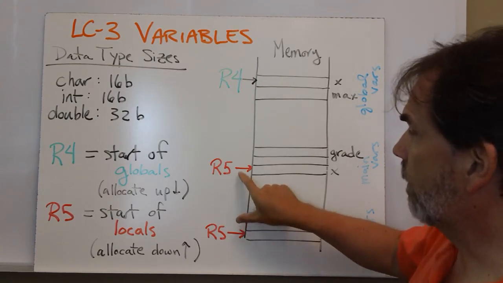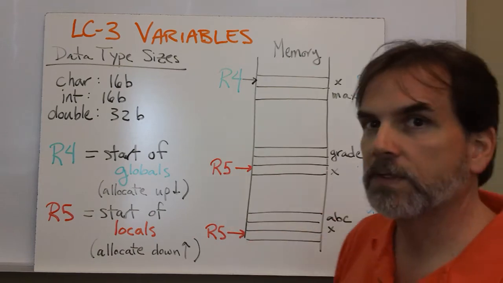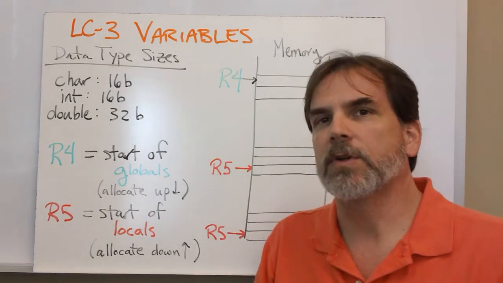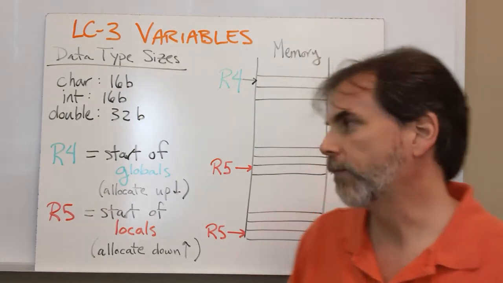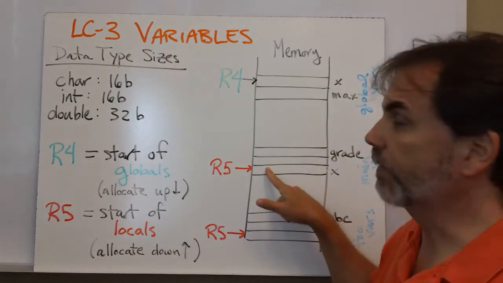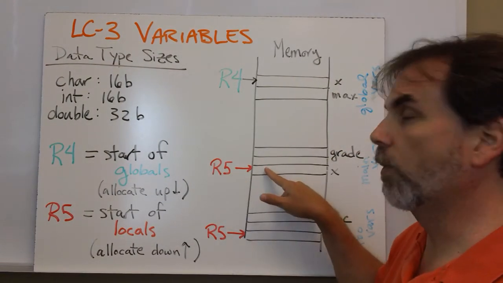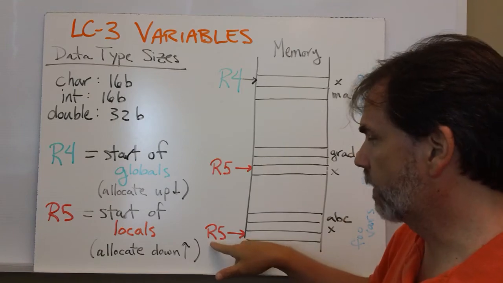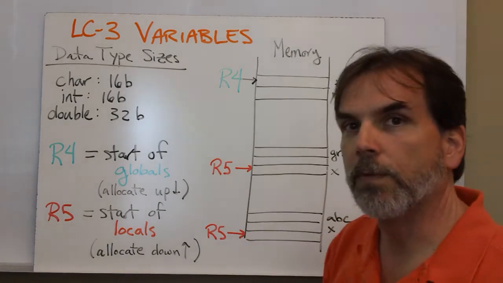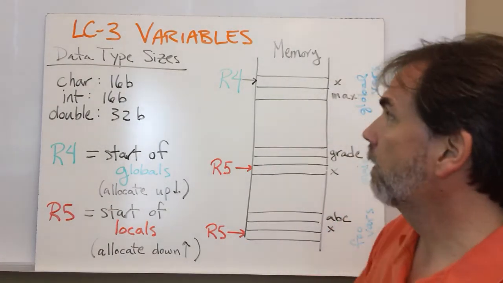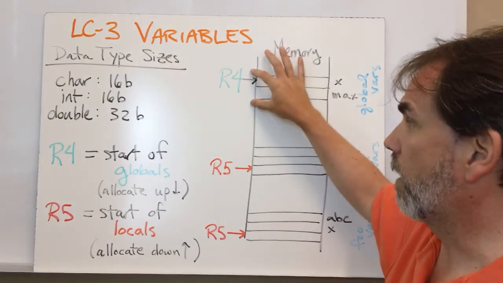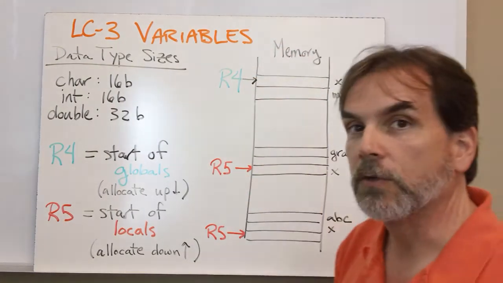Okay? Now it may be confusing, you see 2 R5s, but whenever that particular function is running, R5 will be pointing to its local variables. So when main is running, R5 will point here. When foo is executing, R5 will point there. Okay? Globals are pointed to by R4, locals are pointed to by R5.